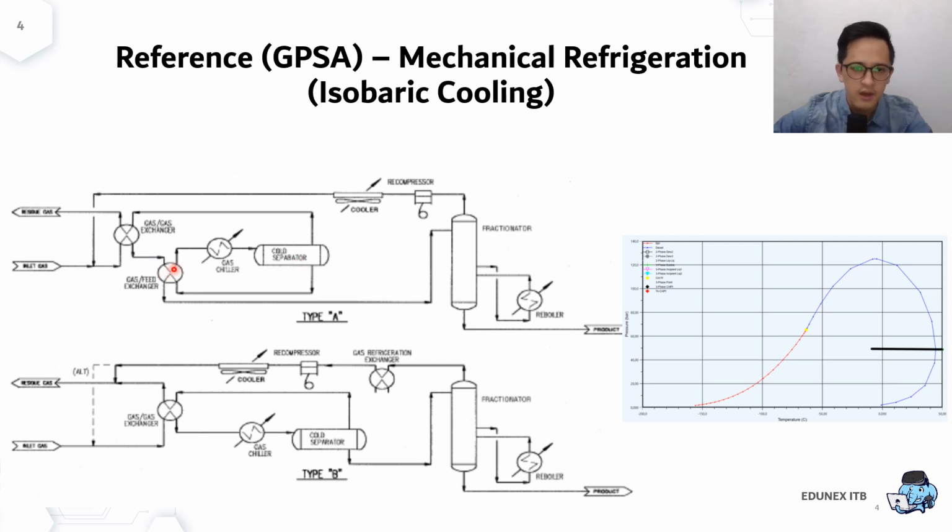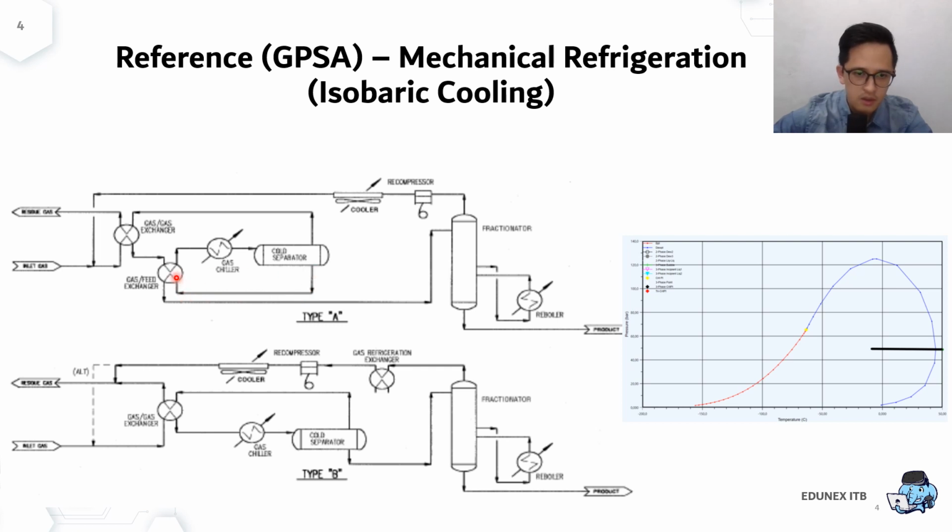Okay, and then if we haven't achieved the low temperature, for example minus 30 degrees C, we can send it further to the gas chiller. This is where the mechanical refrigeration happens. So we contact the gas with the refrigerant, for example propane, and the propane will have its own refrigeration cycle, including a compressor, condenser, expansion in the JT valve, and evaporation. And then because of the cold temperature, the heavy hydrocarbon will go down.